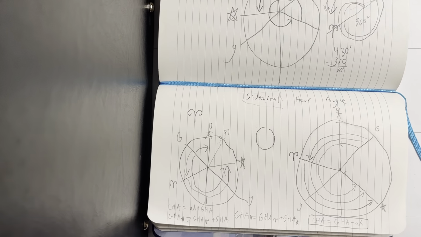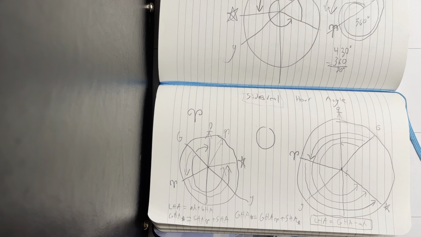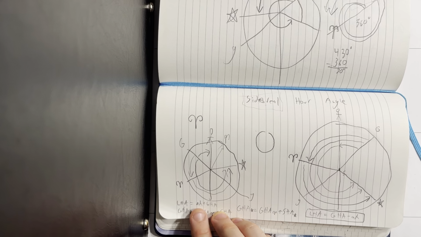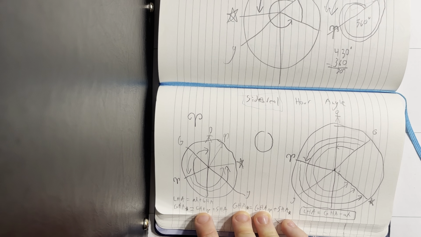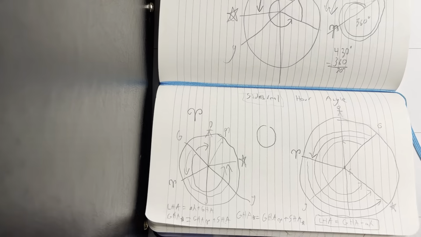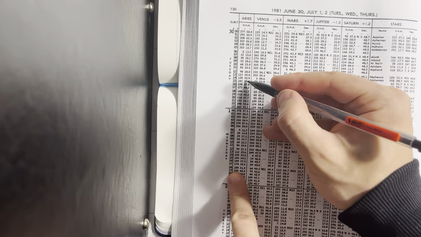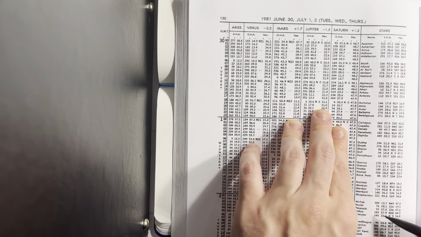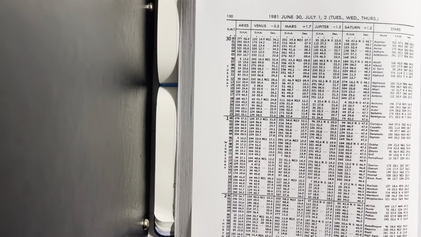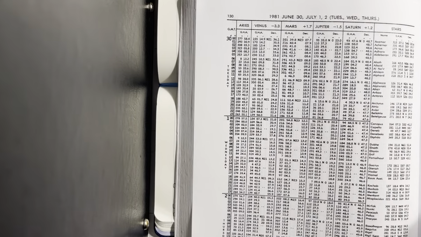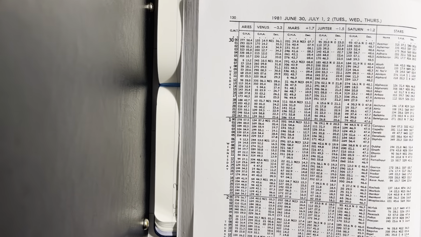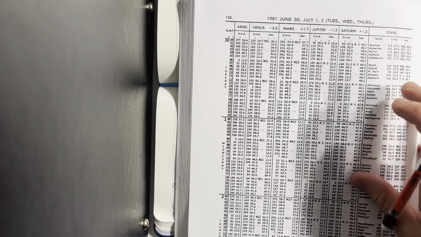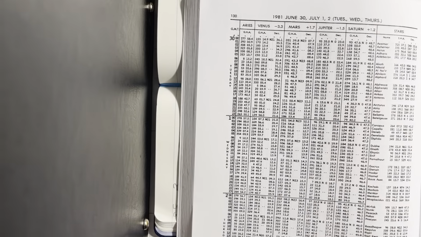So in review, when you're doing the work for a star, all you need to do is find the GHA of Aries and the SHA of the star. The GHA of Aries is listed here, just like for the sun, where it's by the hour. And then the SHA of the star is listed here. You just add the two together and you get the GHA of the star and can continue like you did before. The declination, you don't need to do any interpolation for because it moves so slowly that you can just use whatever's listed here for the whole page.